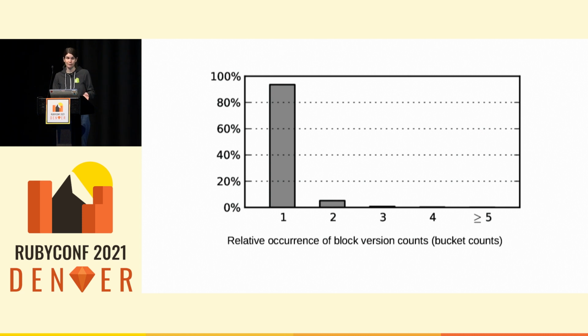And what we find in practice is that most blocks end up having only one version, with a small percentage with two versions, and so on and so on. So there's no code size explosion.